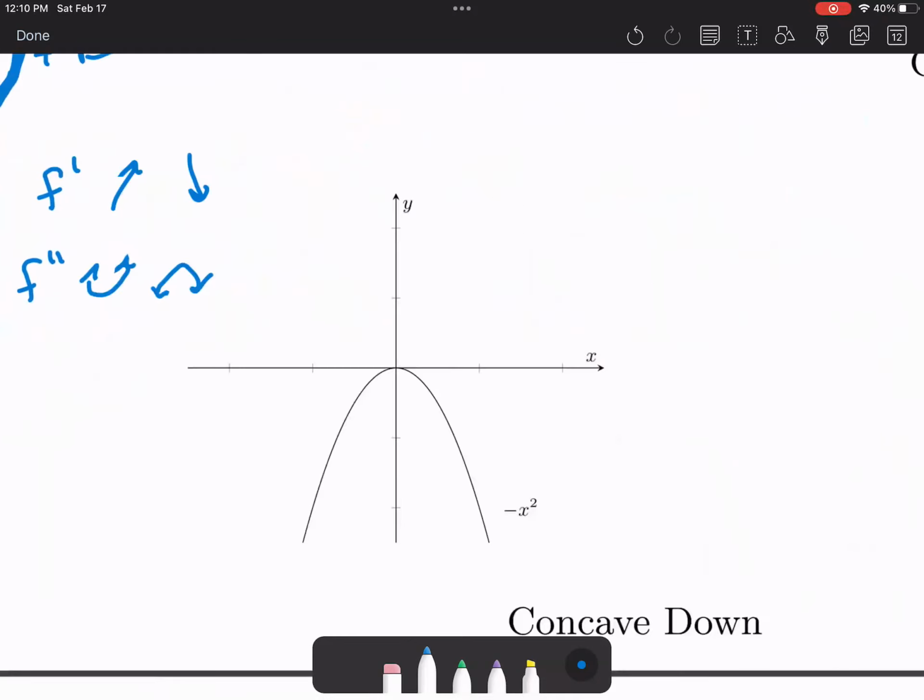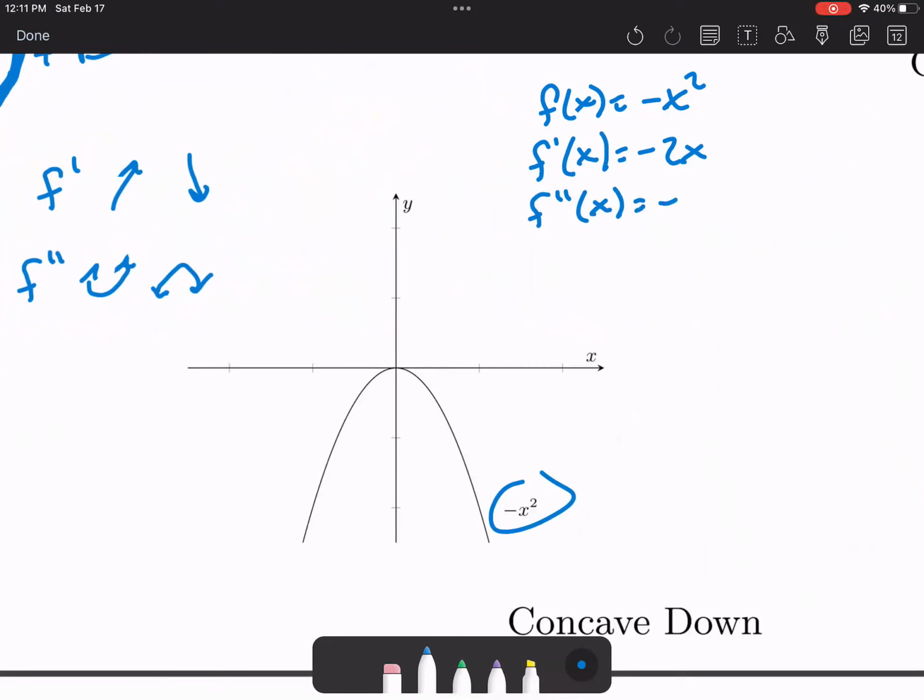So that's always positive. So the x squared function is always concave up. If we go over here and look at minus x squared, the first derivative is minus 2x. The second derivative is minus 2. So our second derivative is always less than 0. So this curve is always concave down.